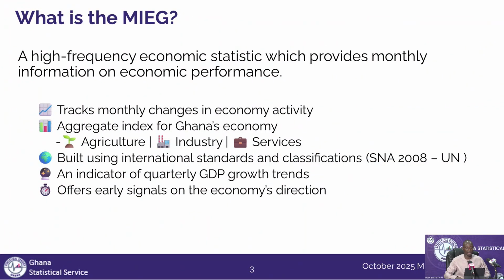One may ask, what is the monthly indicator of economic growth, or MIEG? So I want to begin the presentation by explaining what it means in very simple terms. The MIEG is a high-frequency economic indicator. That means it tracks changes in economic activity every month, instead of waiting for quarterly or annual results. It combines information from the three major sectors of the economy, namely agriculture, industry, and services. So together, these sectors represent the full structure of Ghana's economy.